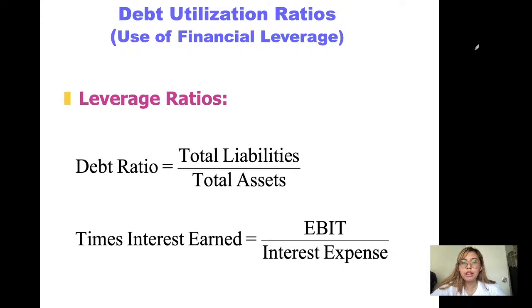So, dito naman, debt utilization ratios, it is used for financial leverage. It's talking about the capacity na pwede tayo mangutang sa ating mga sources of funds. So, debt ratio is equivalent to total liabilities over total assets. So, kabaliktaran siya, 'di ba? Ng parang quick ratio kanina natin. Pero current assets naman yung current assets yun over current liabilities.